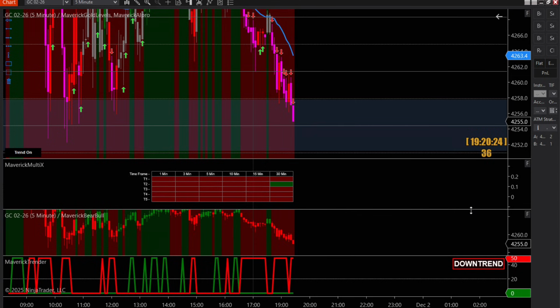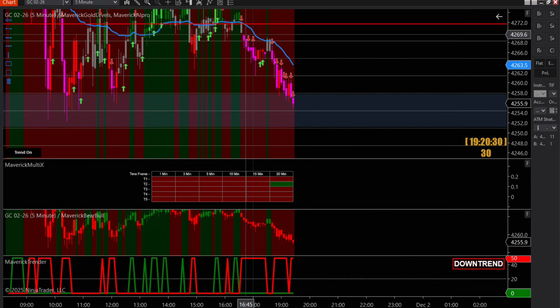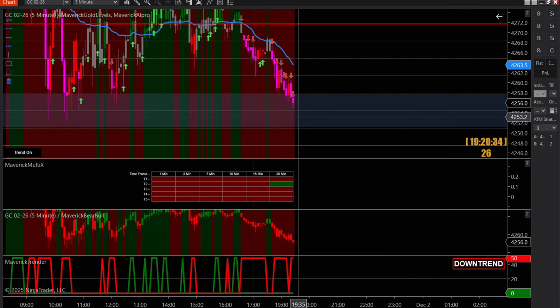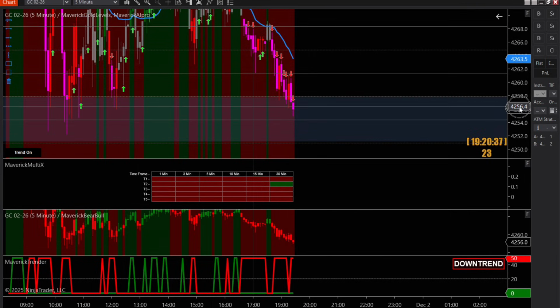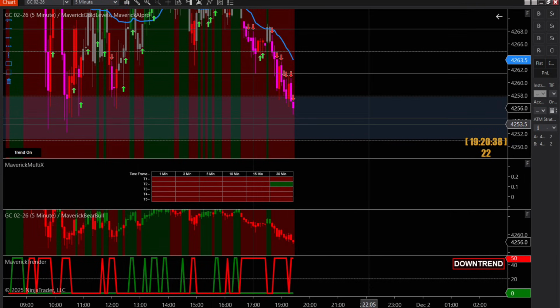So if you want clear vision on your charts, if you want to see the data that's actually going on behind the scenes, look at this beautiful move down. If you see pink, it will most likely sink even into a support area like this.